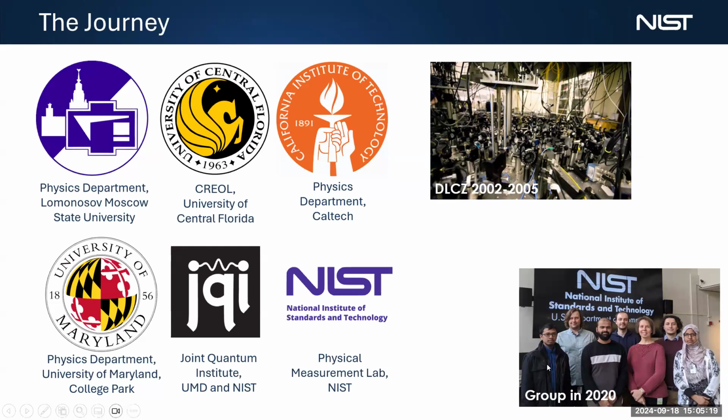And let's see if I can remove that. Yeah. All right. So I started at Moscow State University back in the days and got my PhD at CREOL. Then joined Caltech for a short 3 years where I learned quantum. And this here is a setup that I worked on back in the days. And so from there, you start to really appreciate how complex experiments really look like.